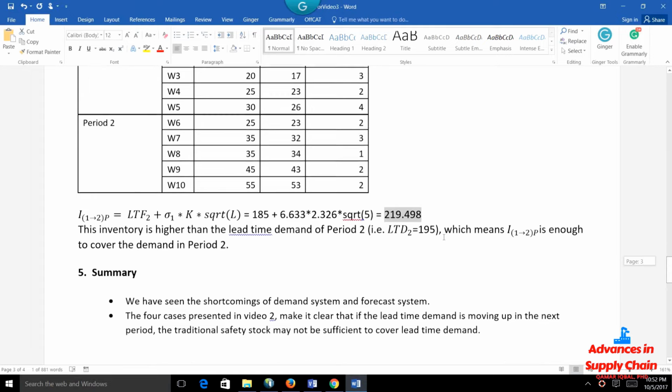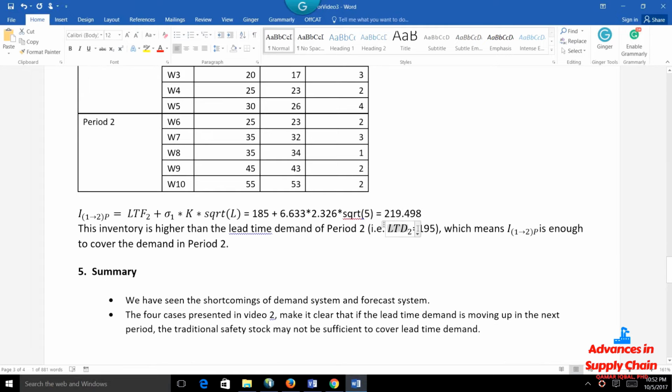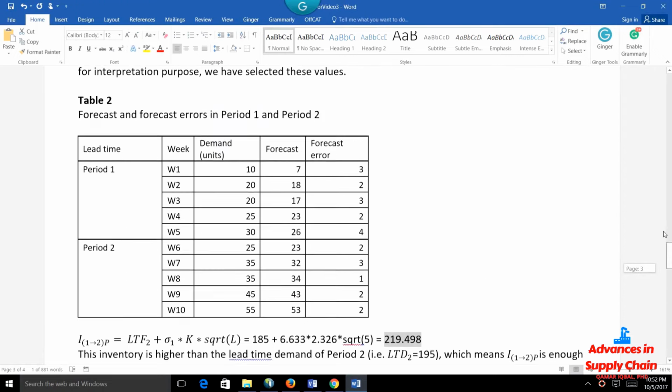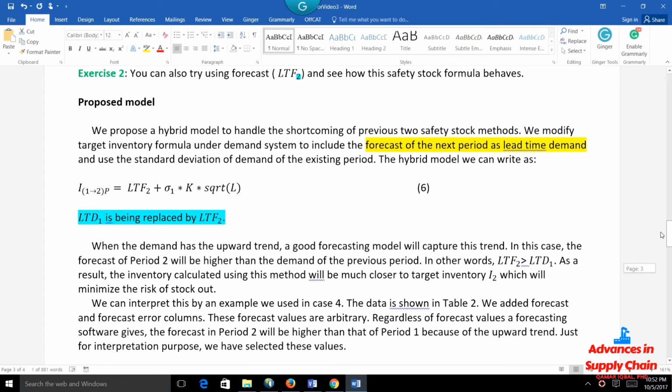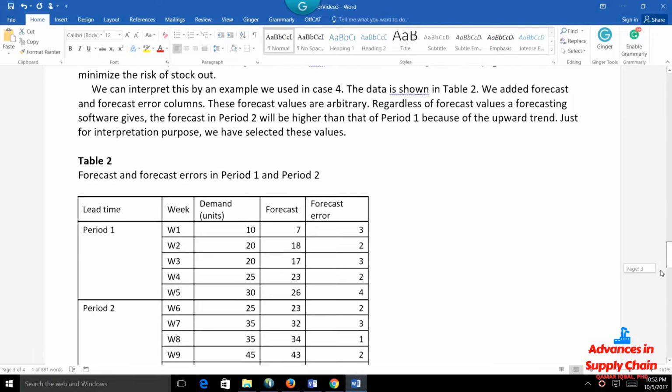Okay, and we know that lead time demand for period 2 is 195. How do we know that? You can just calculate here, lead time demand. So that should be equal to 195. So this means that your total inventory that you calculated is higher than the demand for period 2. In other words, inventory for period 2 will be enough to support demand for period 2. So our proposed model is working, and for the most part is addressing the issue that we highlighted in case 3 and case 4.